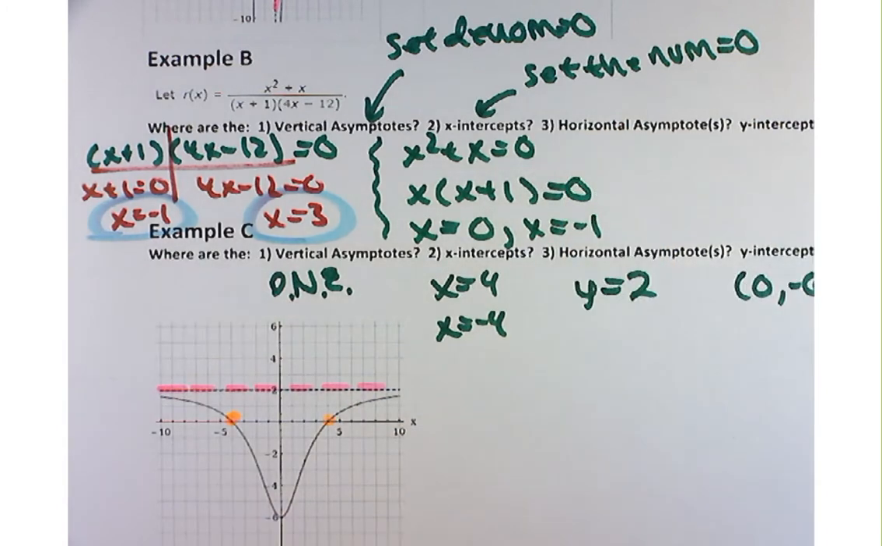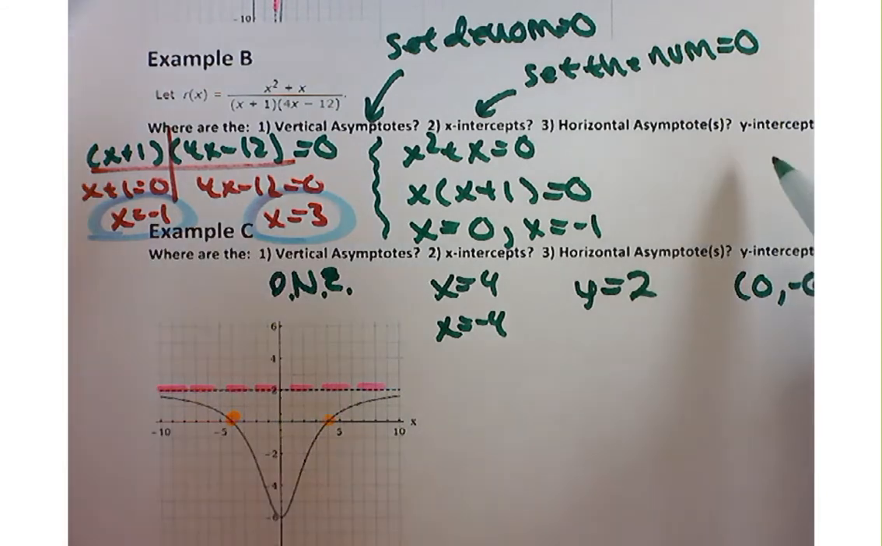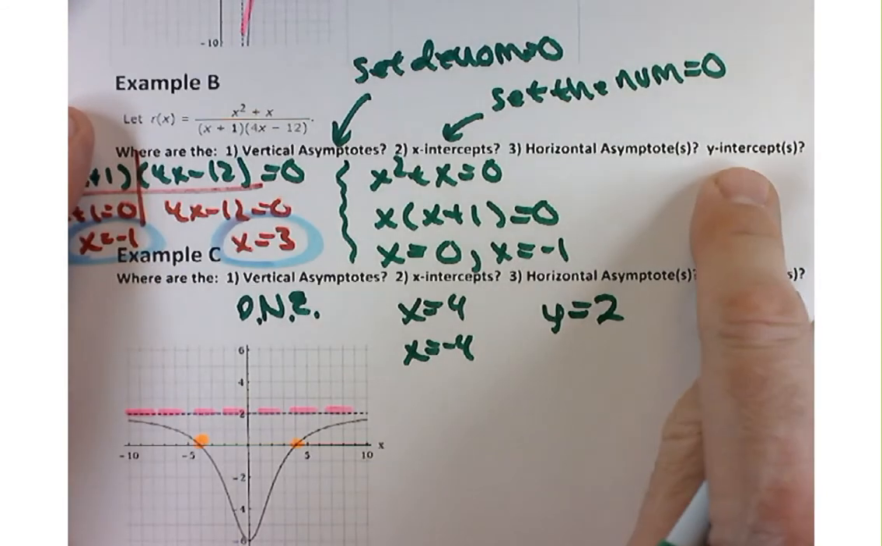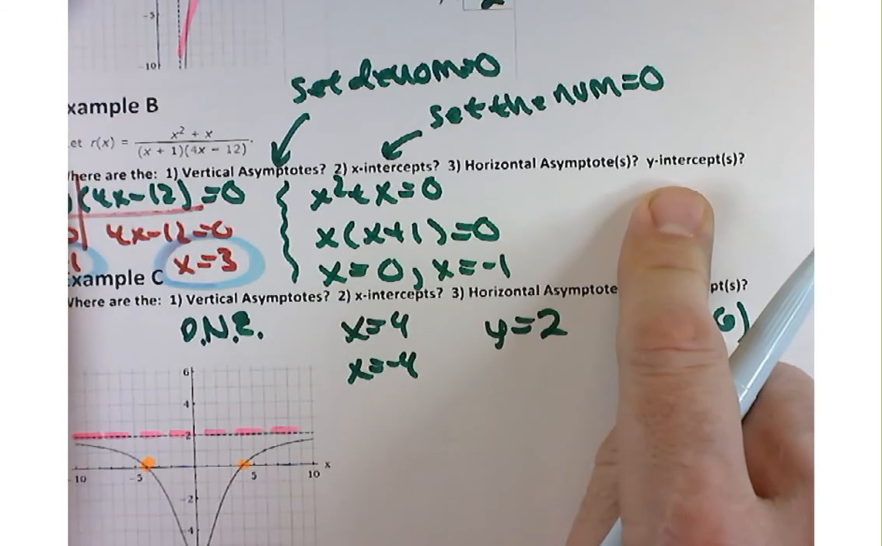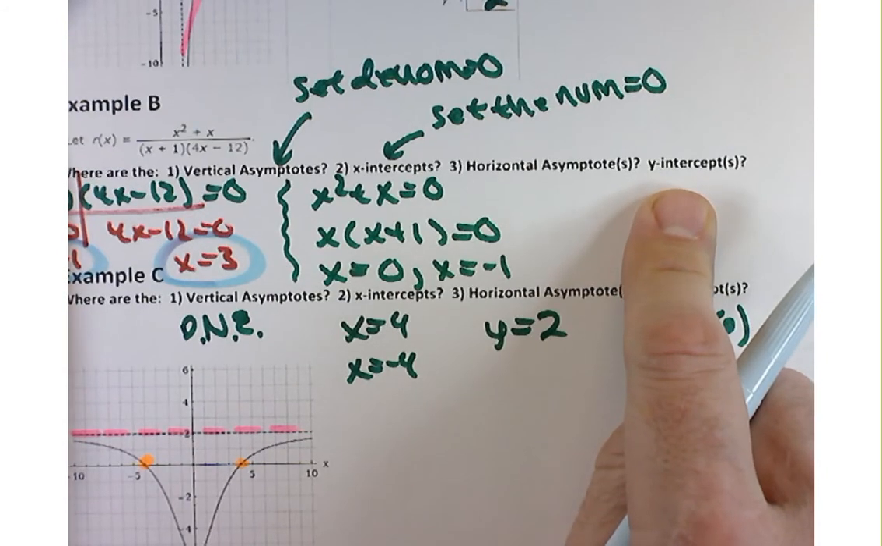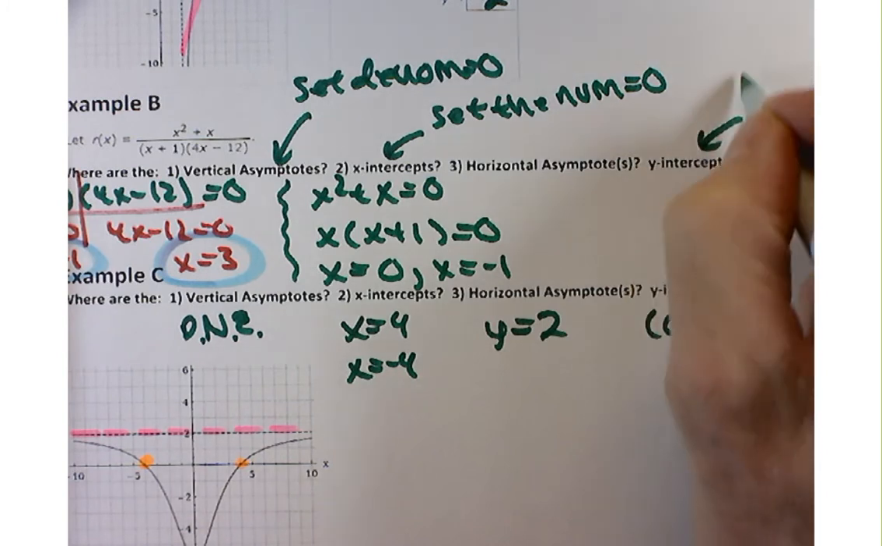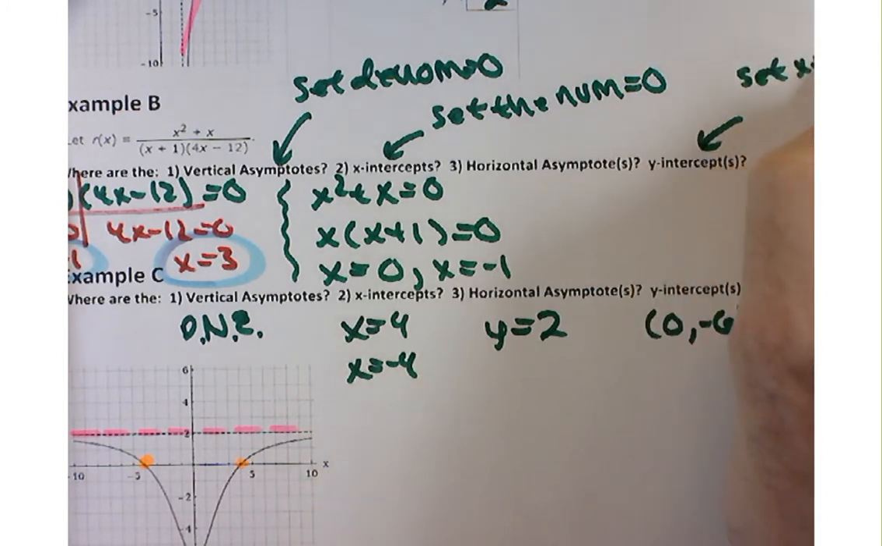But before we do that, let's figure out what the y-intercepts are. In general, how do you find the y-intercepts? Set x equal to 0. Perfect. Set x equals 0.